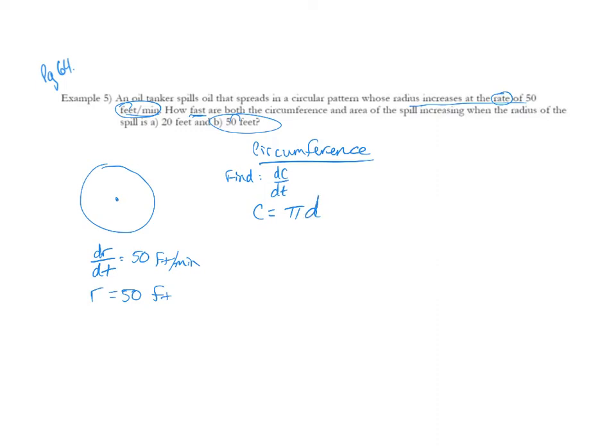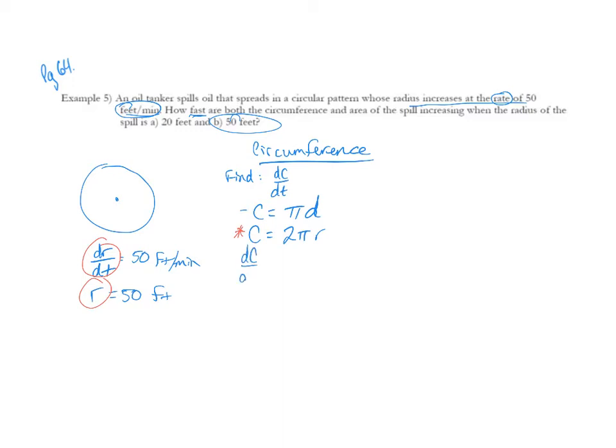Now in this case, because all the other information that I'm given is in the form of a radius, I'm actually going to use the 2 pi r formula rather than the pi d formula. If I had been given information about the diameter and how fast the diameter changed, I would use this first formula. But because the information that I was given was dr/dt and r, that's why I'm going with the second formula here. So first thing we need to do is take the derivative.